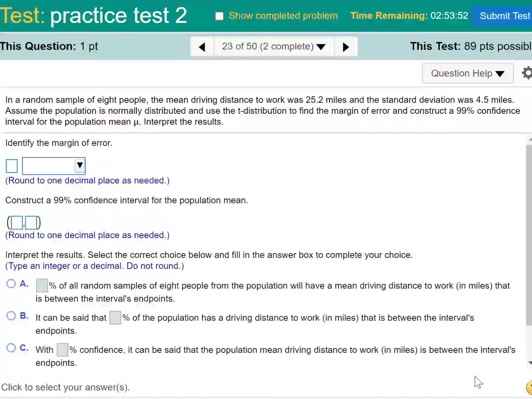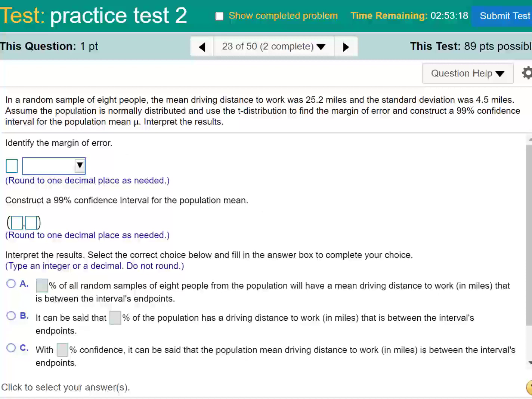In a random sample of 8 people, the mean driving distance to work was 25.2 miles, so that's X bar. And the standard deviation was 4.5 miles. And it's not the population standard deviation, he's referring to a sample, so that's S. Assume that the population is normally distributed and use the t-distribution. Well, actually, with this you have to use t-distribution to find the margin of error and construct a 99% confidence interval.